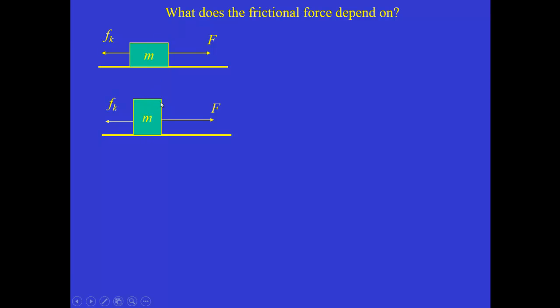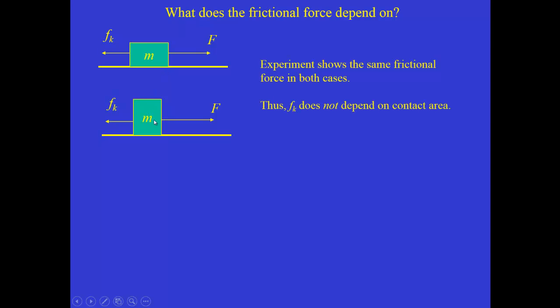And what we find is that in both cases, the frictional force F sub k that is experienced by the accelerating object is the same. And so what that tells us is if that object has a different surface area on one side than it does on the other side, it tells us that the frictional force does not depend on the contact area.